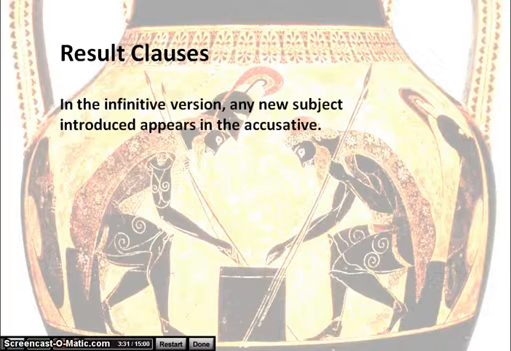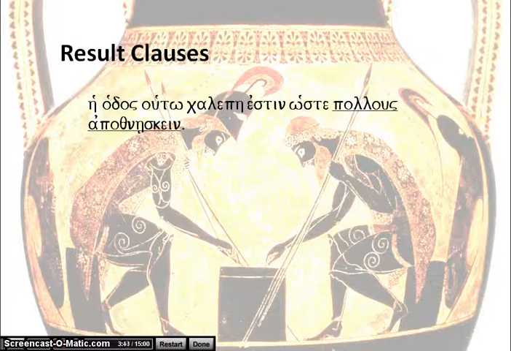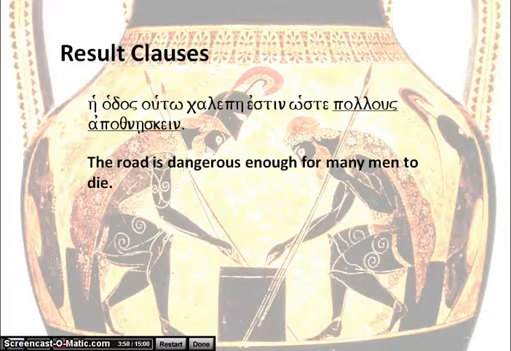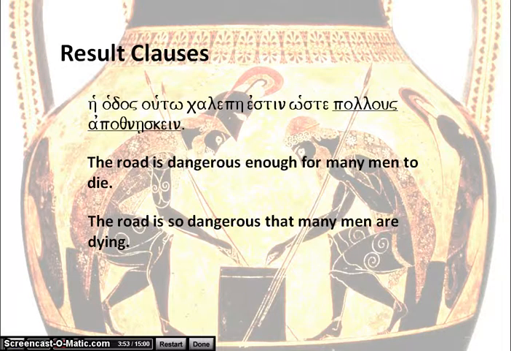So in the infinitive version, as perhaps we might expect with the clauses that use the infinitive, any new subject that's introduced is going to appear in the accusative. So a lot like indirect statement that uses accusative plus infinitive. So: hē hodos houto chalepē estin hoste pollous apothnēskein. So here the road is dangerous enough for many men to die, or the road is so dangerous that many men are dying.